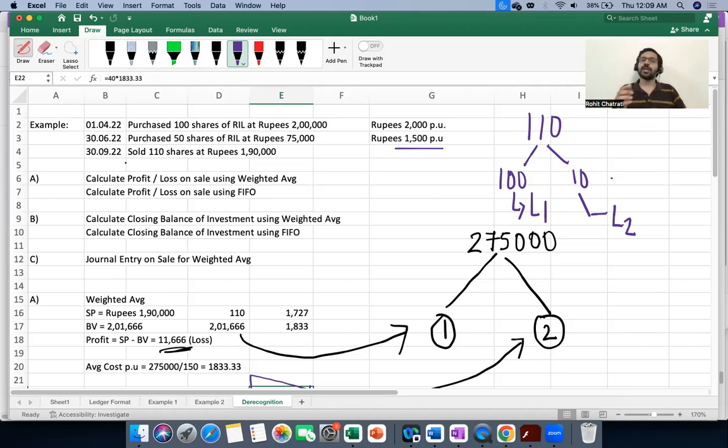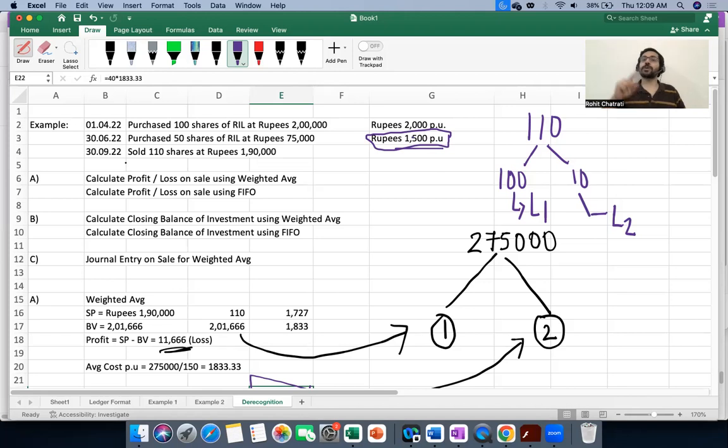How did we get it? 50 shares I purchased for 75,000 rupees. So I will first calculate the average cost per unit only in lot 2. I'm not doing a weighted average cost. I'm doing only an average cost per unit for this particular lot, which is 1500 per unit. I have sold 10 units from lot 2.